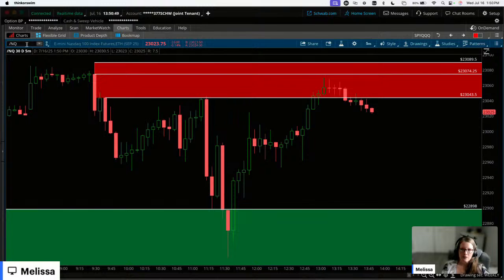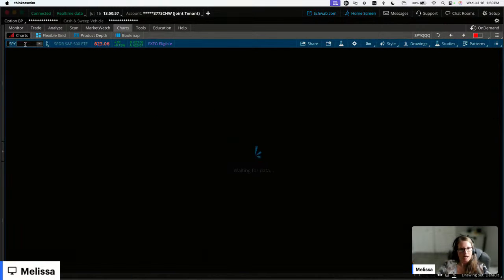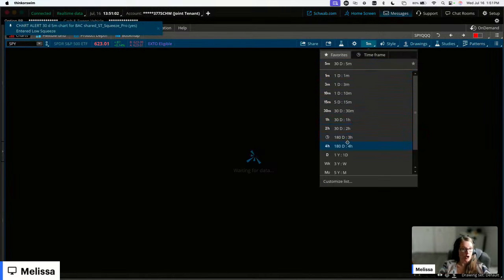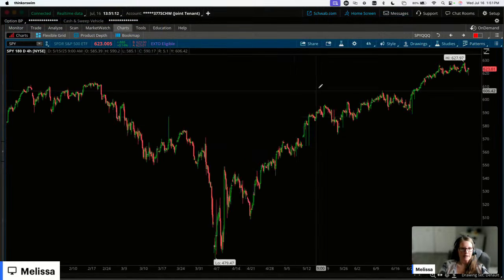Now, let me take a look at some requests here in the chat. Hannah would like to look at SPY and TSLL for a week. So let's look at SPY first. And for a week, my preferred chart to trade off of and trade buy and sell zones from is a 4-hour chart. If I'm looking to be in a trade for a week, I like to use the 4-hour zones.